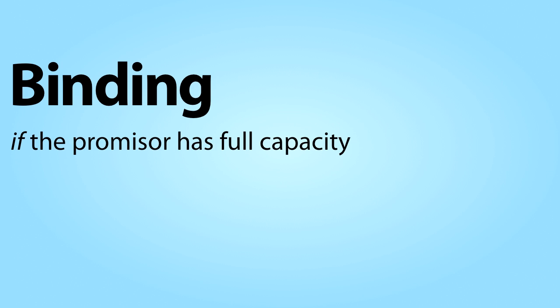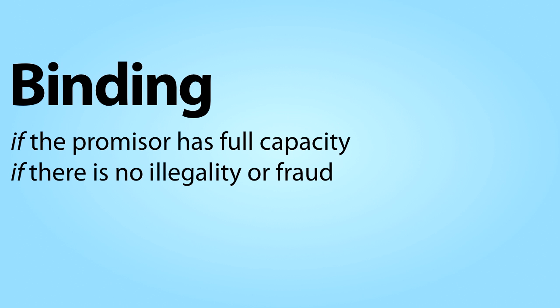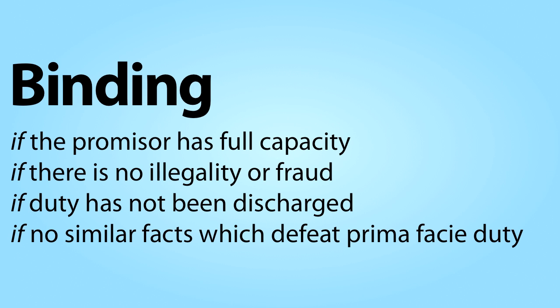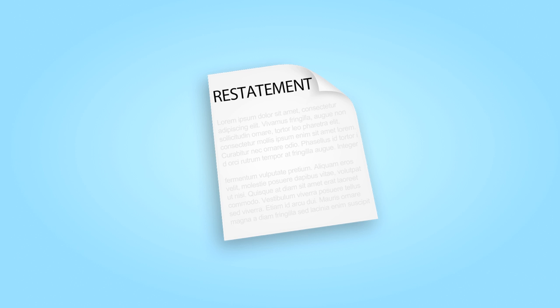The comments to Section 1 try to finesse this by saying that when a promise is described as binding, a synonym for legally enforceable, it means that there is a legal duty to perform the promise if the promisor has full capacity, if there is no illegality or fraud in the transaction, if the duty has not been discharged, and if there are no other similar facts which would defeat the prima facie duty which is stated. Those are a lot of ifs.